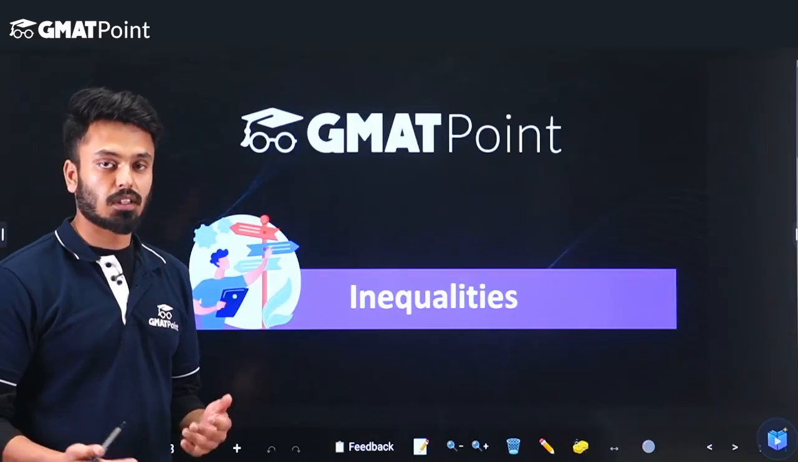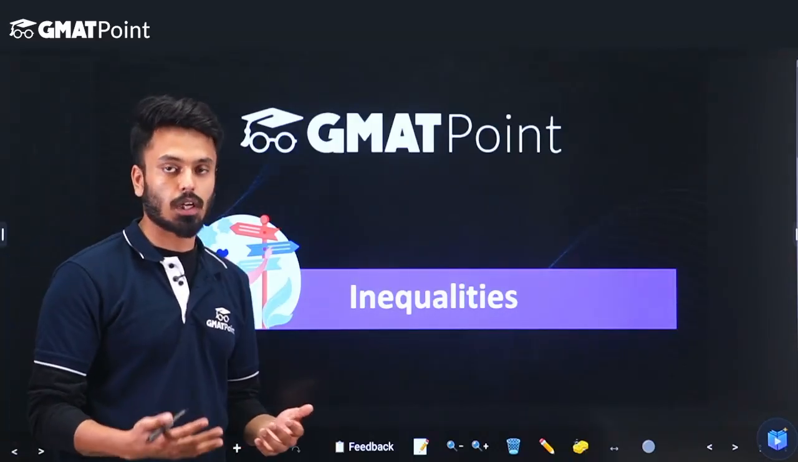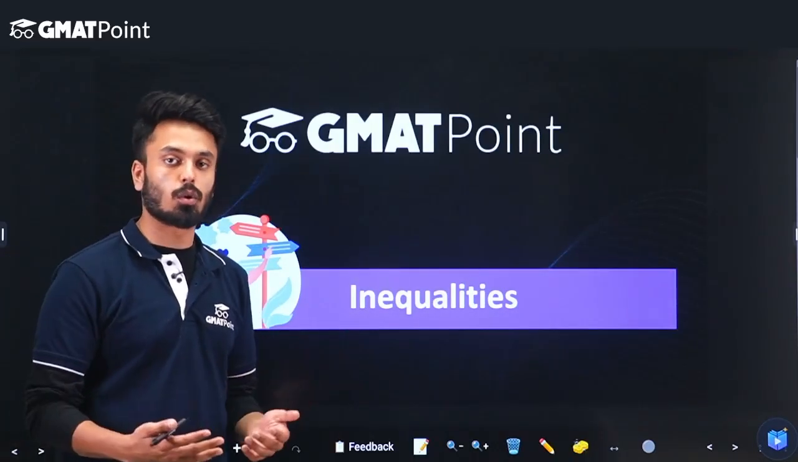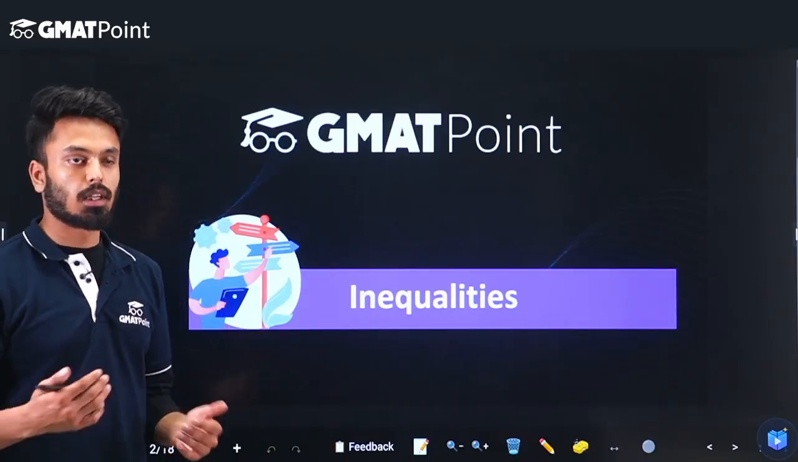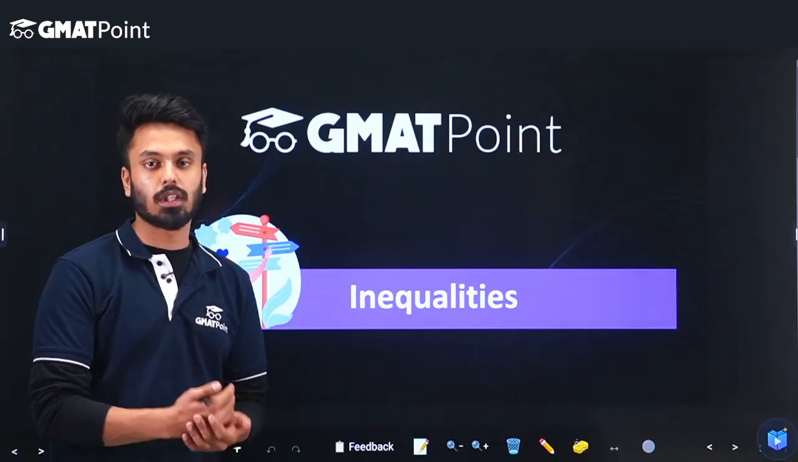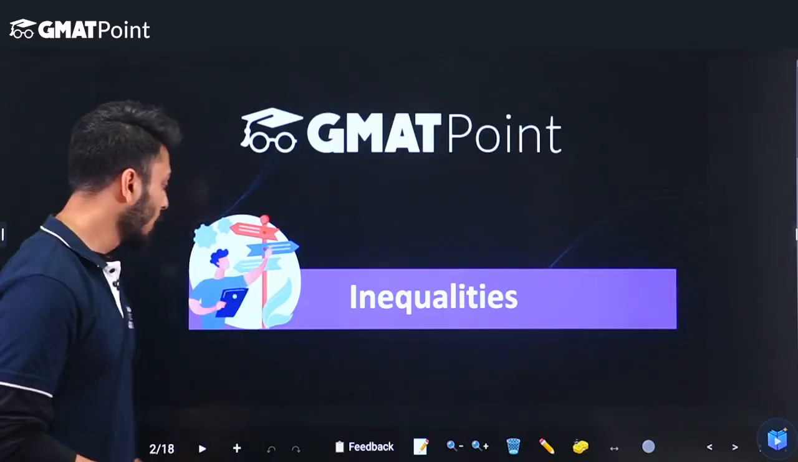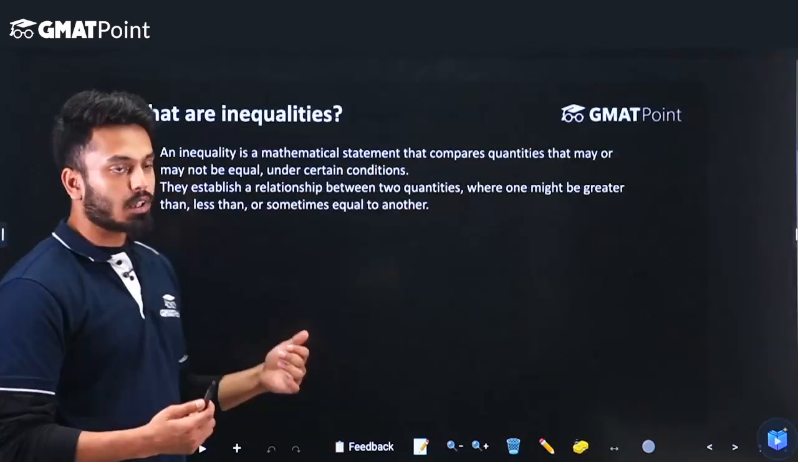While most of us understand what an equation is and how they work and what are the things that you can and cannot do with them, inequalities, while very similar, do have certain differences. There are certain things that you can do with an equation that you simply cannot do with an inequality. So let's get started. What is an inequality?